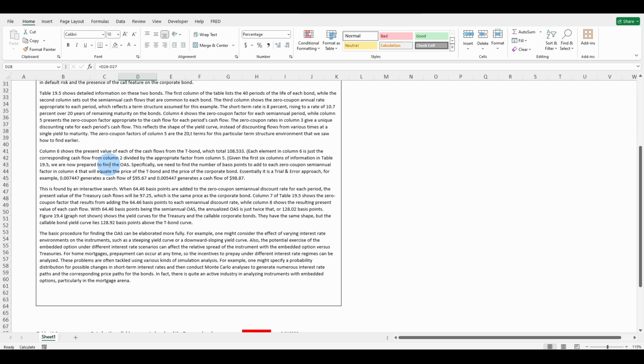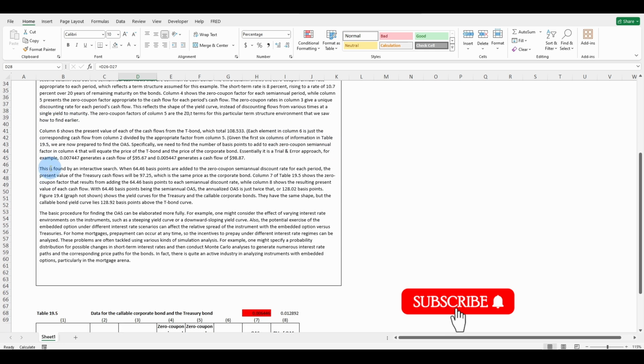from column 5. Given the first 6 columns of information in Table 19.5, we are now prepared to find the OAS. Specifically, we need to find the number of basis points to add to each zero coupon semi-annual factor in column 4 that will equate the price of the T-bond and the price of the corporate bond. Essentially, it's a trial and error approach.